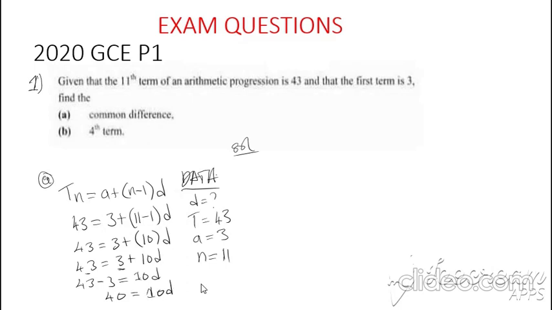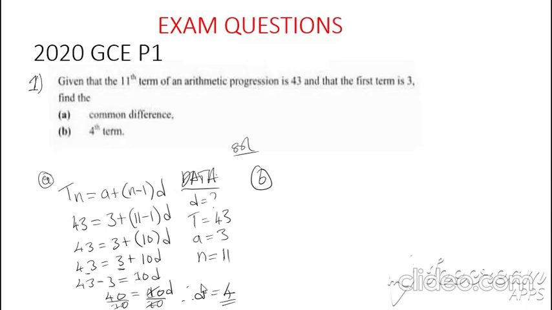And then our aim is to remain with this d. What do we do? We divide both sides by 10. So we cancel. What is 10 into 40? The answer is 4. So our common difference, the final answer, is 4, which is very simple. So now let's do B.